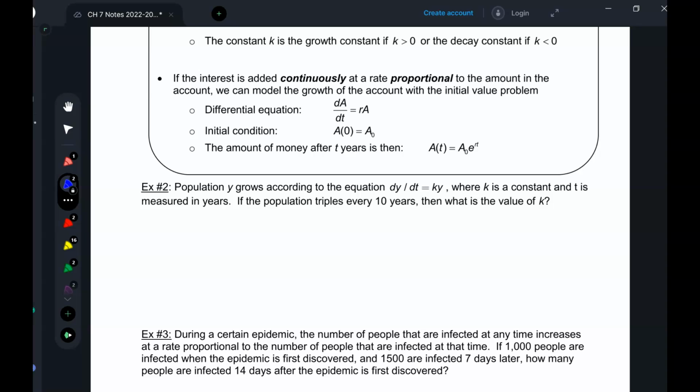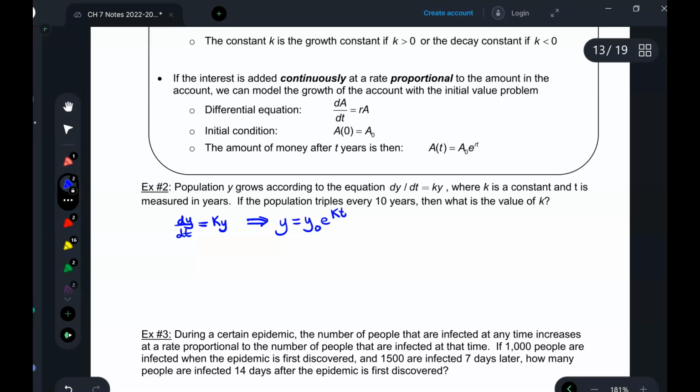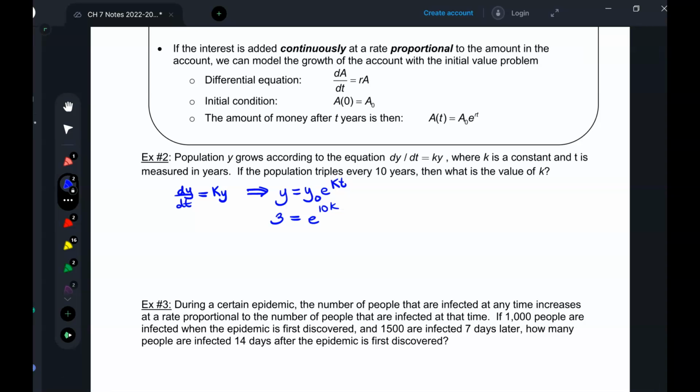All right, so again, this whole thing, dy/dt equals k times y, I don't need to do anything. I mean, you can go ahead and solve it the long way, or just know this implies y equals y naught e to the kt. So we know it triples, so the value is going to be 3 equals e to the 10k. Kind of like half-life, but this is tripling, so remember, we don't really need that y naught or the y value because you'll always get 3.